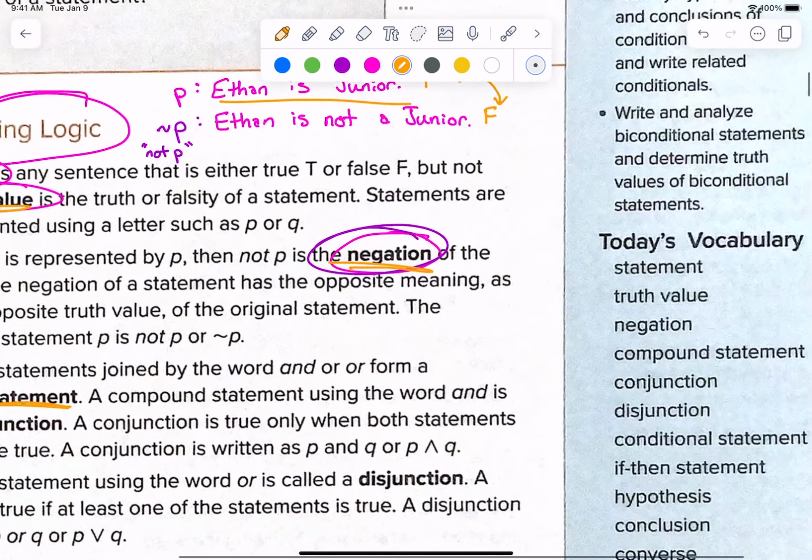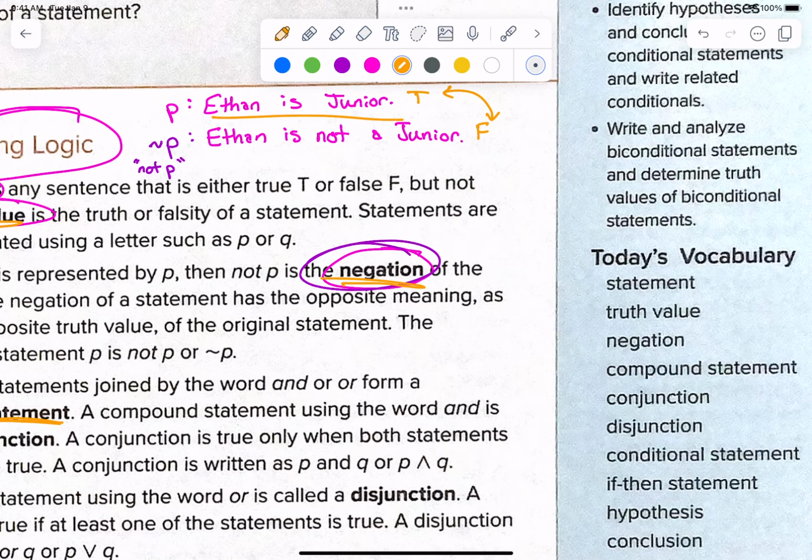So, adding to this, let's say Ethan is a junior and Ethan is a boy, right? So I have two statements now. Now I have to decide: Ethan is a junior and Ethan is a boy. Is that whole thing true or false? Delaney says true. That is true, right? Okay. What happens if I say Ethan is a junior and Ethan is a girl? Anyway, Ethan is a junior and Ethan is a girl.